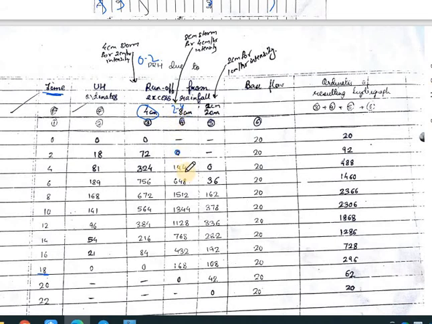So this value 81 multiplied with 8 will give you 648. 189 into 8, this will give you 1512. 168 into 8, 1344. 141 into 8, 1128. 96 into 8, 768. 54 into 8, 432. And 0. Okay, let me see how this value is coming.